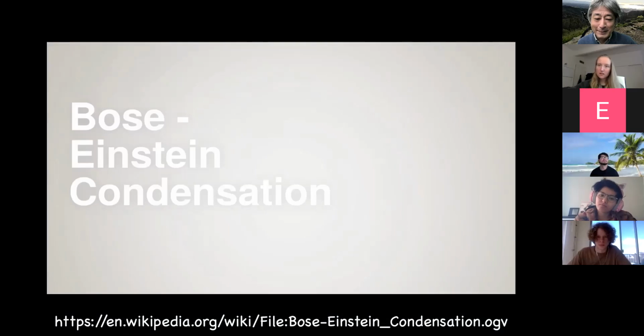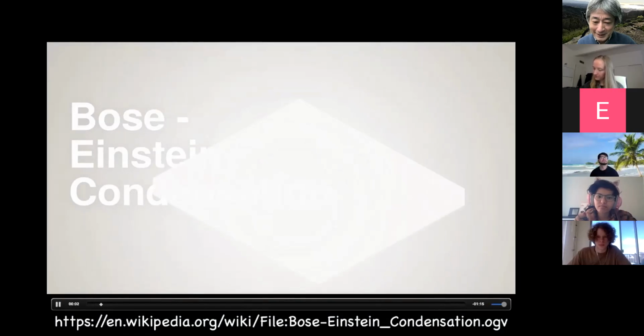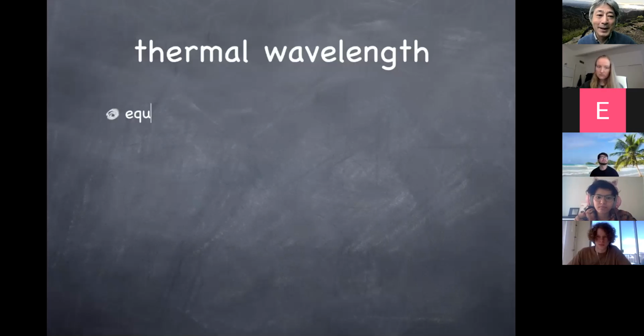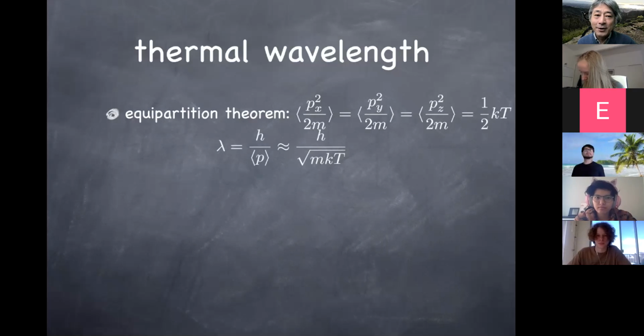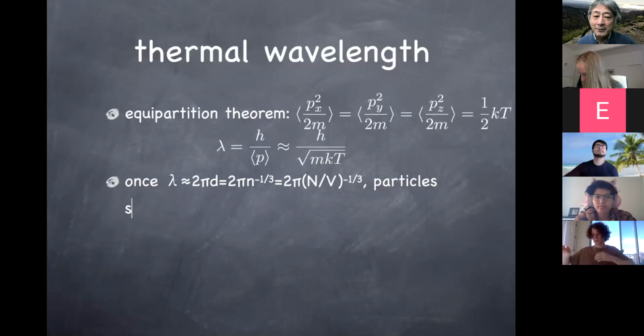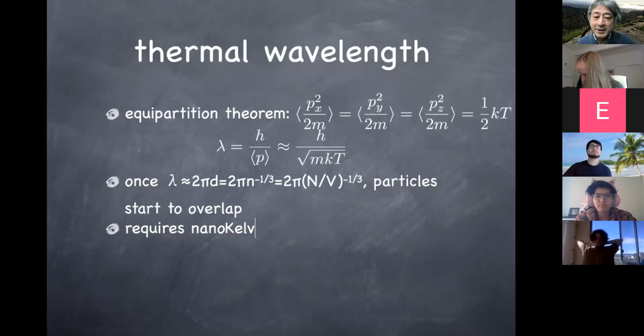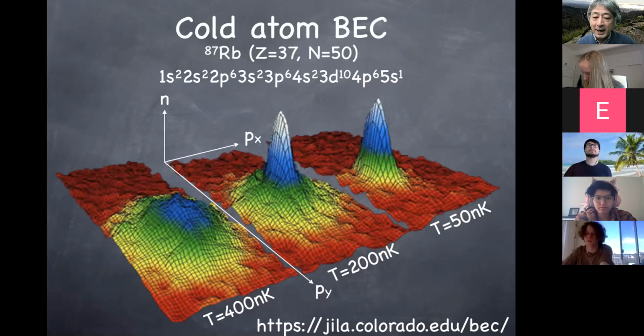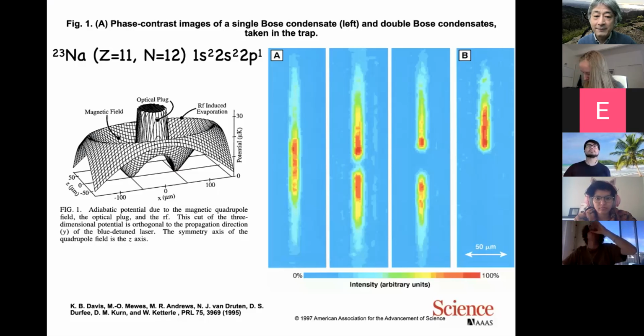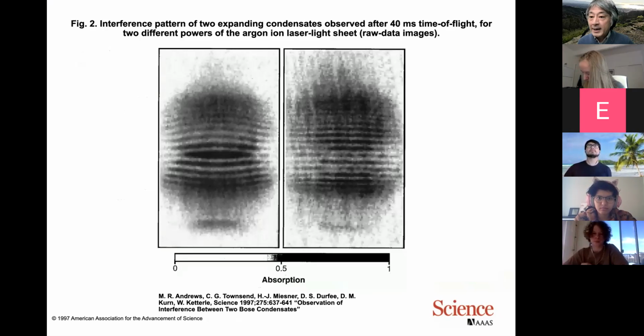I'm not going to show this video again, but you see this link in the slides, so you can actually go ahead and download it yourself. And then I talked about thermal wavelength, at what kind of temperature they start to overlap with each other. And after they start to overlap, the whole system starts to behave as if it is a single wave. And that's what you're observing here. Okay, any other questions?